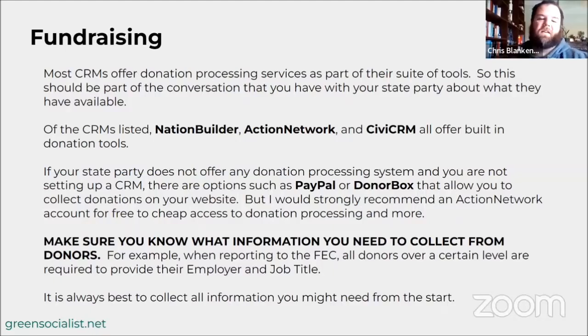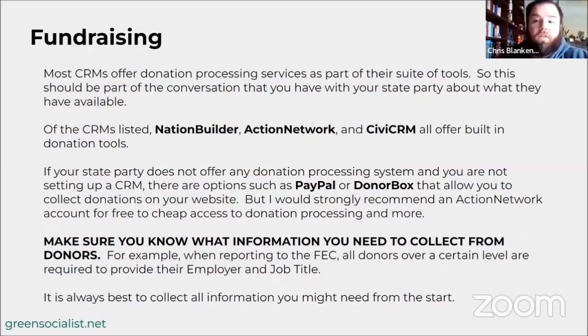So if you're not doing any of that, you can set up PayPal. There's a third-party system called DonorBox that can use Stripe or PayPal that allow you to collect donations on your website. Like I just said, I would strongly recommend at least doing a free to cheap Action Network account to get this stuff going, because then you know that you're collecting the right information. Make sure you're collecting the right information.